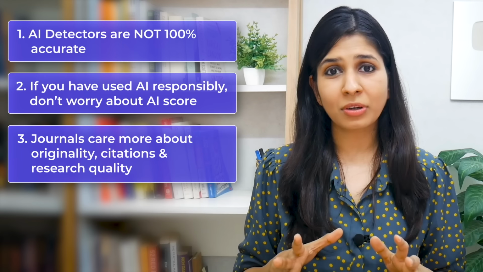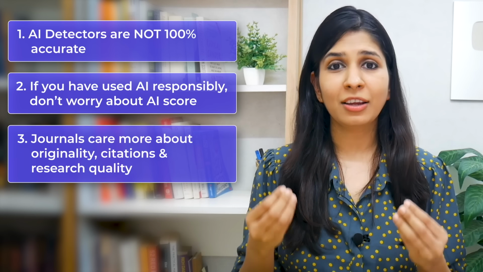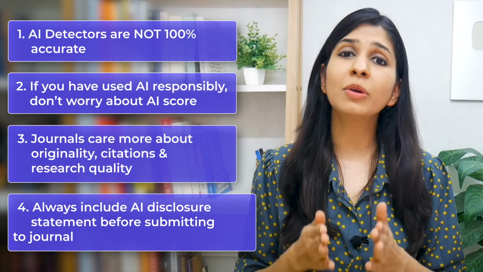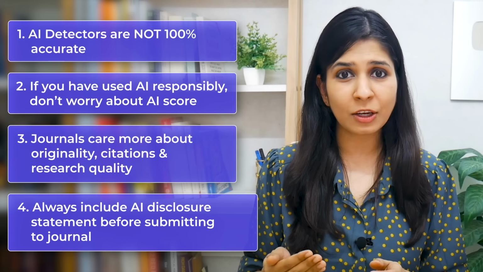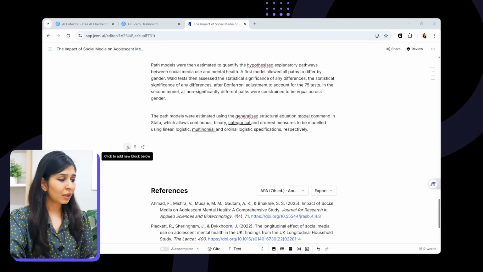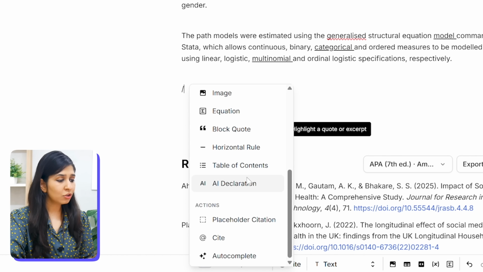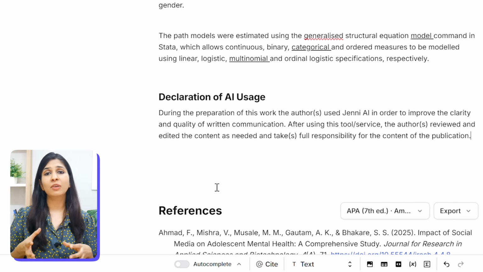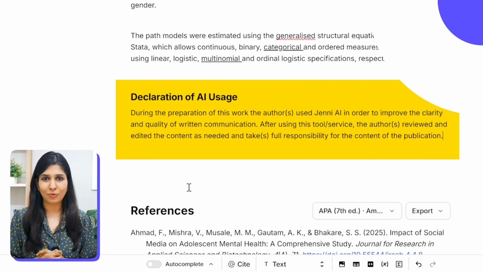Last and most importantly, even when using AI in the responsible way, you should always include an AI disclosure statement before submitting your paper to the journal. You can actually automatically generate this on Jenny as well. Simply click on the plus icon, choose AI declaration, and Jenny will generate a disclosure statement for you. This ensures that everything on your paper is transparent, ethical, and ready for submission. So guys, that's all I wanted to share with you today.